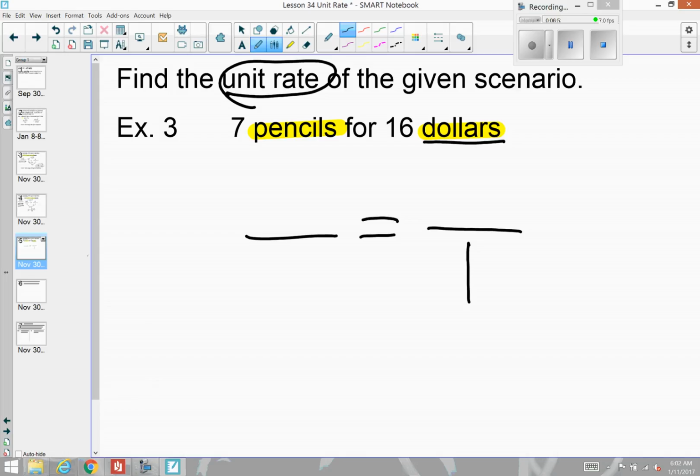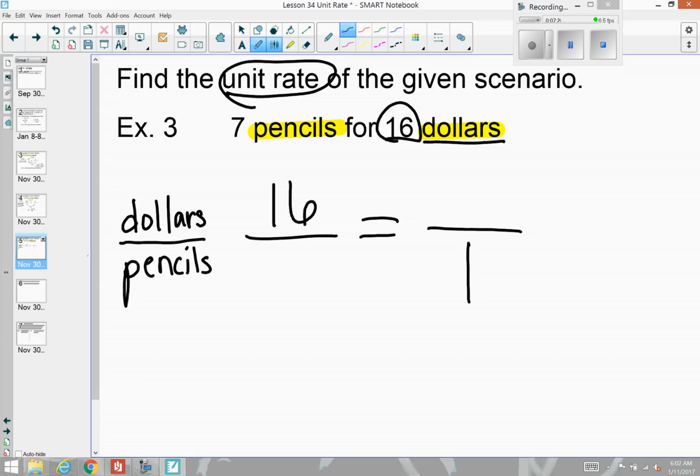Very good. So what are we going to have on the bottom of our unit here? We're going to have our pencils. And on top will be the dollars. Now that we know what our parts are, let's go find our values. What goes on top is dollars, so we're going to have $16 on top. And we're going to have pencils on the bottom, so that's 7 pencils on the bottom. And we're looking for this missing value.